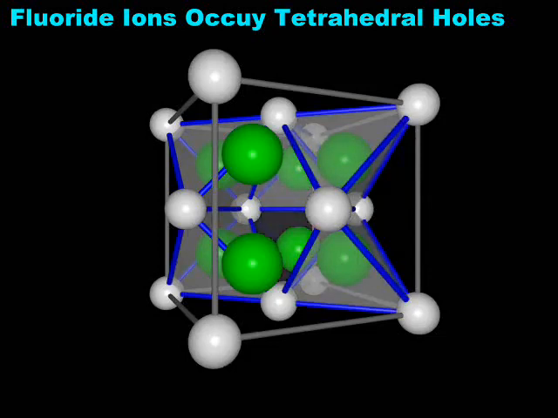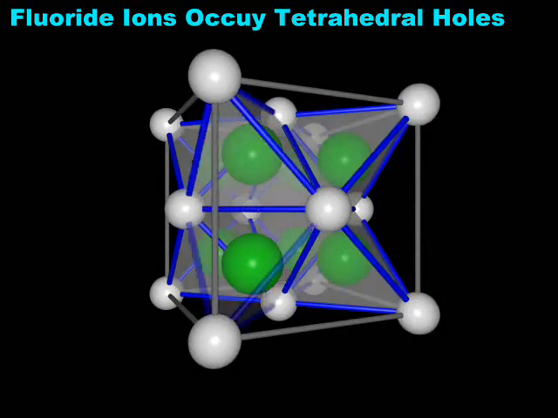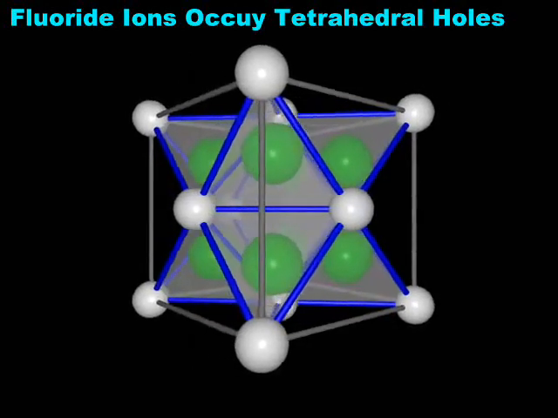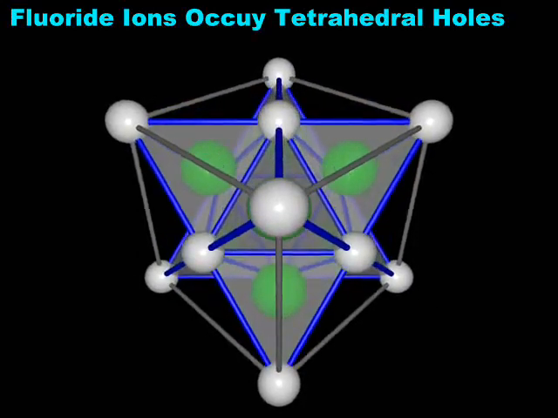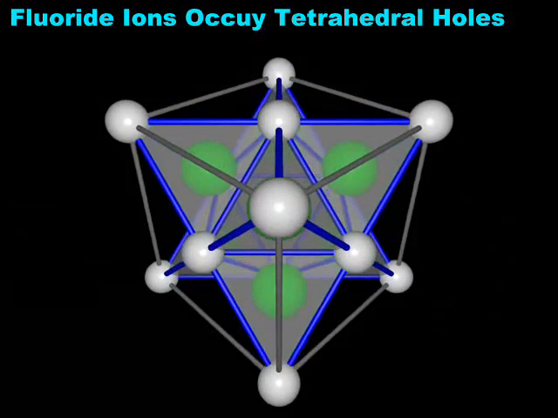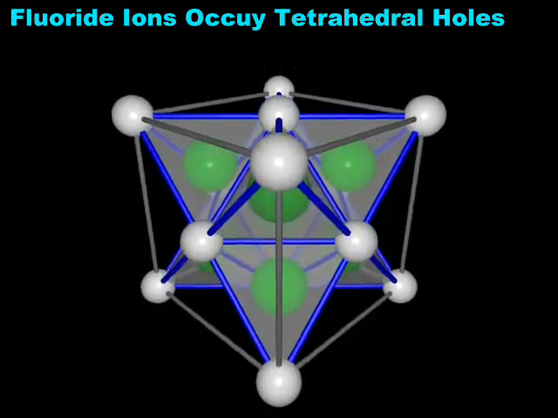Since an array of n close-packed ions gives 2n tetrahedral holes, and since there are 2 fluoride ions for every 1 calcium ion, all of the tetrahedral holes are filled.